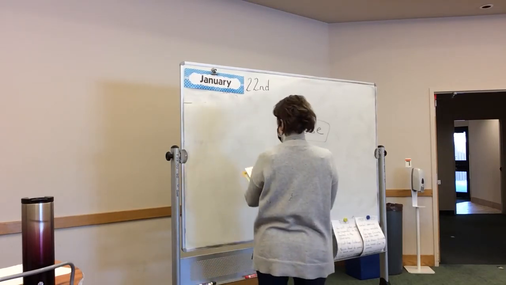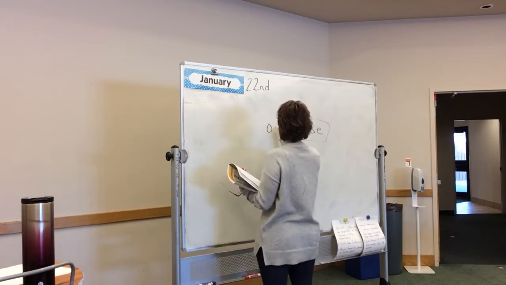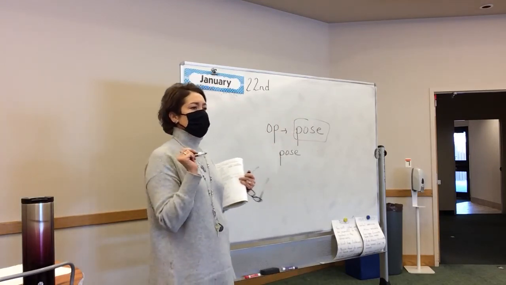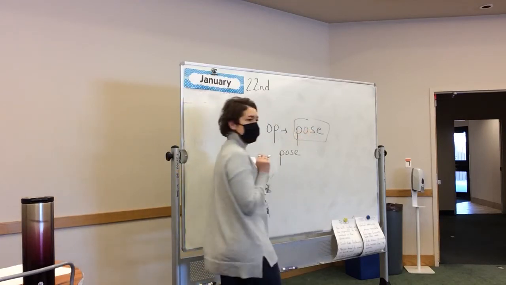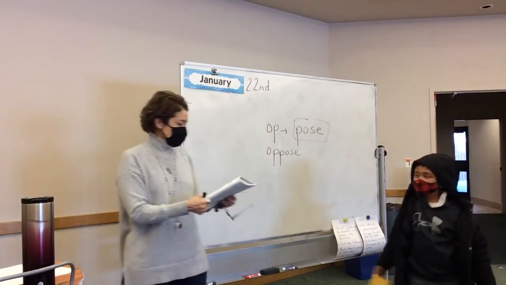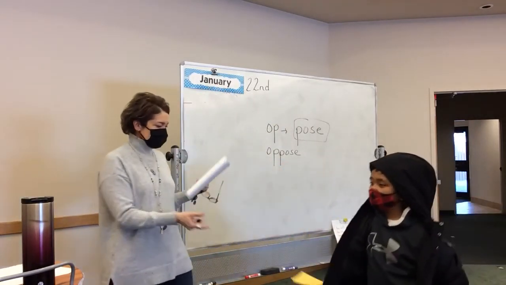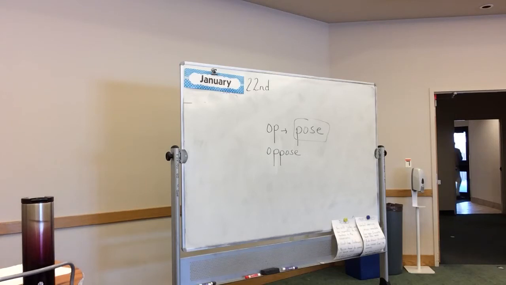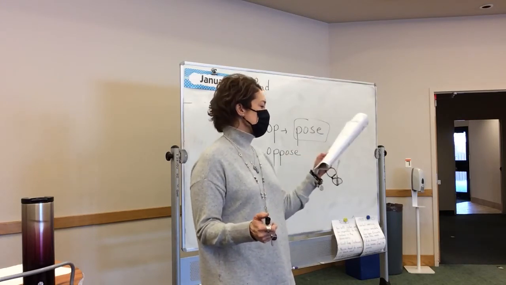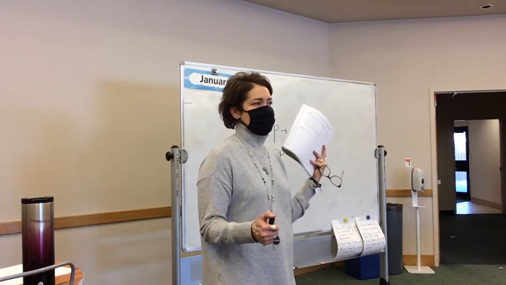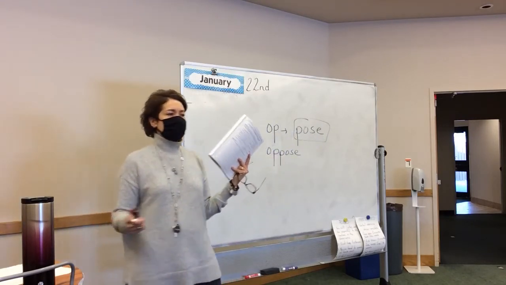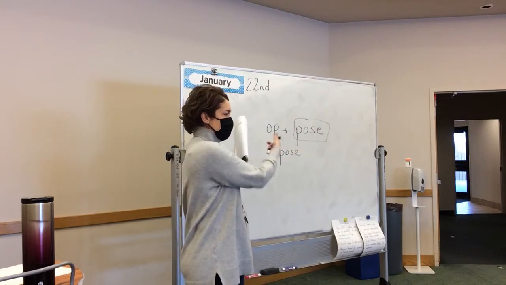All right. Op. What is that word going to be if I put that with the root of pose? Jonathan. Oh, oppose. And you said that it was to place opposite or to go against. That is correct. If you oppose something, you are against it. So oppose goes with number 2. Jeremiah, did you write 2, oppose?